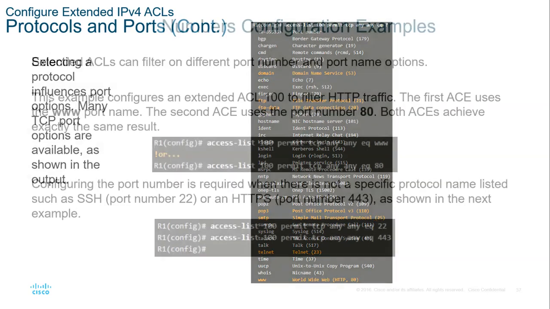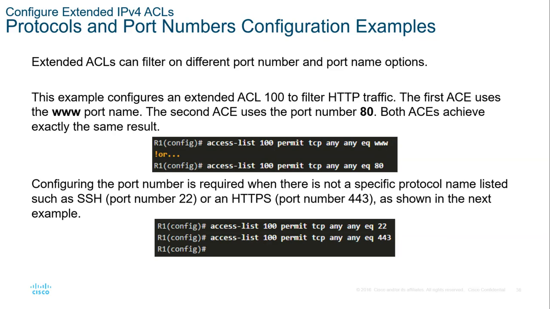They are also part of extended access control list. So, the protocols and port numbers configuration example. Here we can use the protocol or port number. In this example we have access list 100, permitting TCP any. So any, what does this mean? It means 255.255 here and 255.255 here. So this is the source and this is the destination.